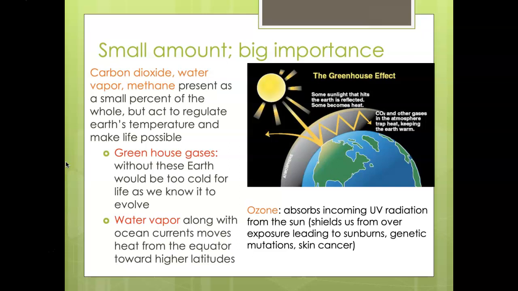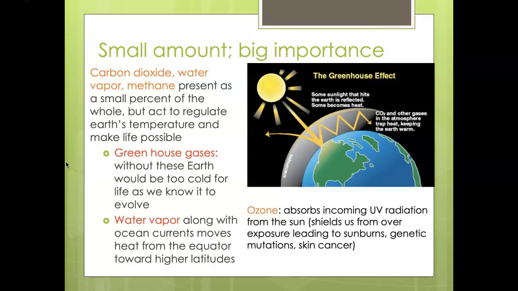In the figure here, we have the greenhouse effect. The sun is beaming down on us. Some of that sunlight hits the earth and is reflected back, and some of it becomes heat. Carbon dioxide and the other gases in the atmosphere trap the heat, keeping the earth warm. Water vapor is one of these greenhouse gases. It, along with the ocean currents, moves heat, like I was saying earlier, from the equator toward the higher latitudes towards the poles.